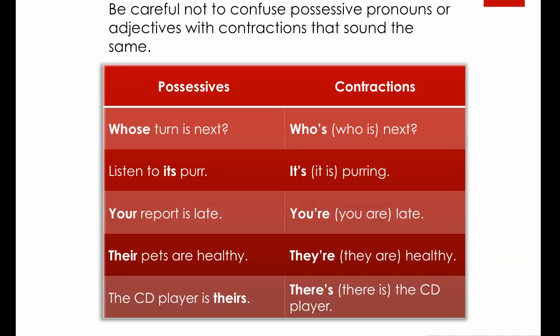When you're writing, it's a good idea to always pause whenever you're writing one of these words and double check. The best way to do it is to make a mental note to translate the word into its non-contraction form. If it's the contraction you want, then you know you need an apostrophe. If it's the possessive you want, then you know you don't.